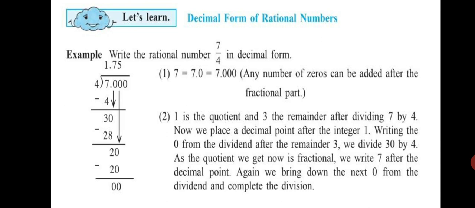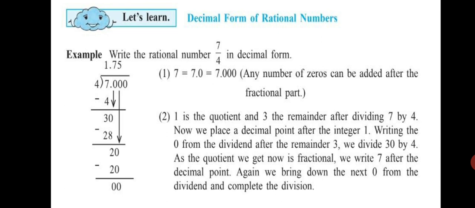Now that you know what rational numbers are, we are going one step ahead and we are going to learn the decimal form of rational numbers. You already know about decimal numbers. So now look at the example. Write the rational number 7 upon 4 in decimal form. Now 7 we will divide by 4 and we will write the answer in decimal form.